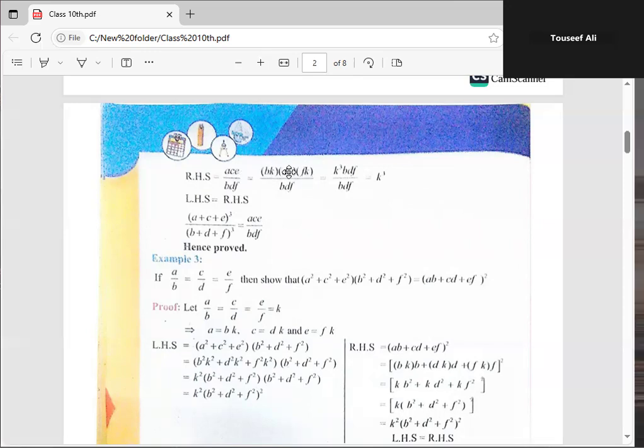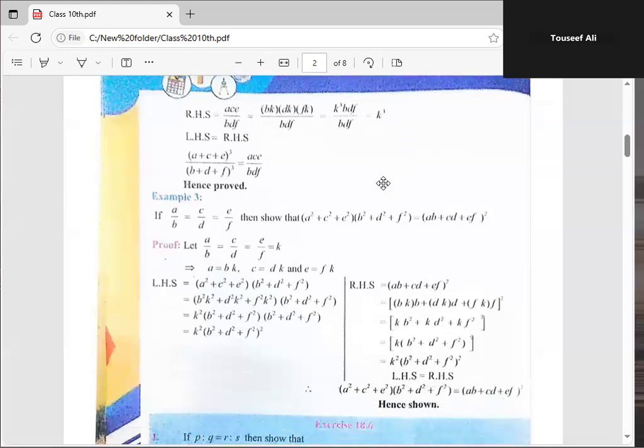there are three k's, and these k's are multiplied with each other, so k multiplied by k multiplied by k is equal to k cube, and bdf remains as it is, and the denominator will also remain as it is. bdf and bdf cancel each other, and the remaining part is only k cube. This is the solution of the right hand side.